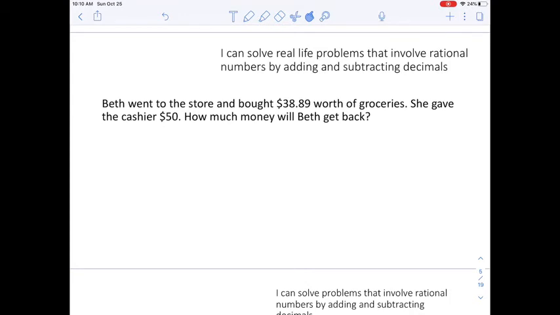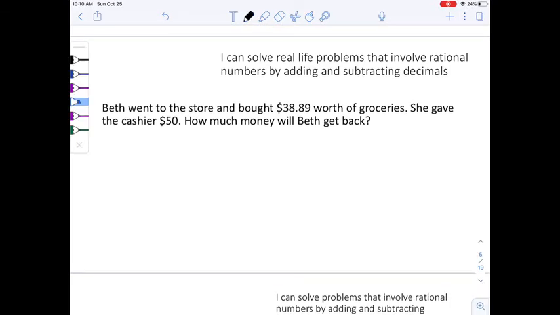This next problem says that Beth went to the store and bought $38.89 worth of groceries. She gave the cashier $50. How much money will Beth get back? So we know that she started with $50, and I'm going to add that decimal in right away. So we have $50.00. So I'm going to write that as 50.00. And then she paid the cashier $38.89. So we're going to subtract $38.89 from that 50, making sure that we're lining up the decimal. We're going to slide that decimal down to keep its place. And then we have to just treat this like a normal subtraction problem.